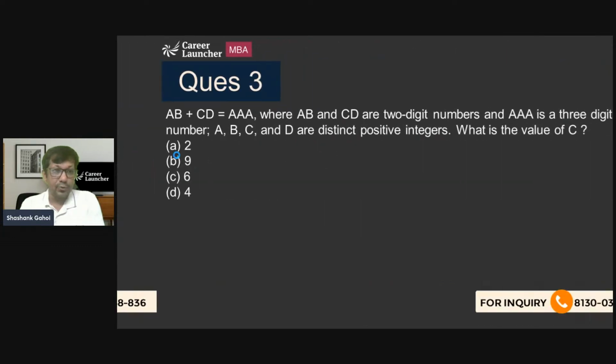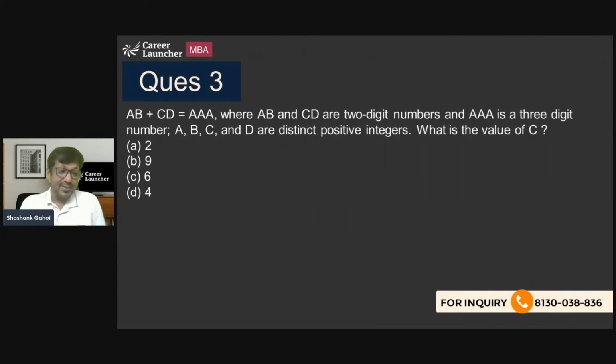Now let's move on to this one. This is a little tricky one. Take some time and solve it. AB plus CD is equal to AAA. A, B, C and D are digits. AB is a 2-digit number, CD is also a 2-digit number, AAA is a 3-digit number, and A, B, C, D are distinct. What is the value of C?